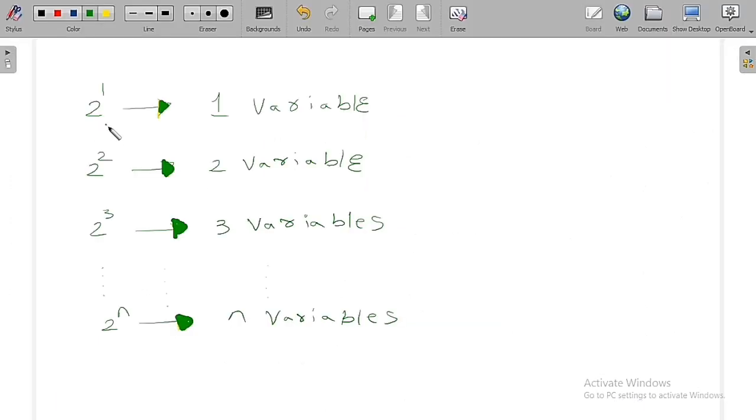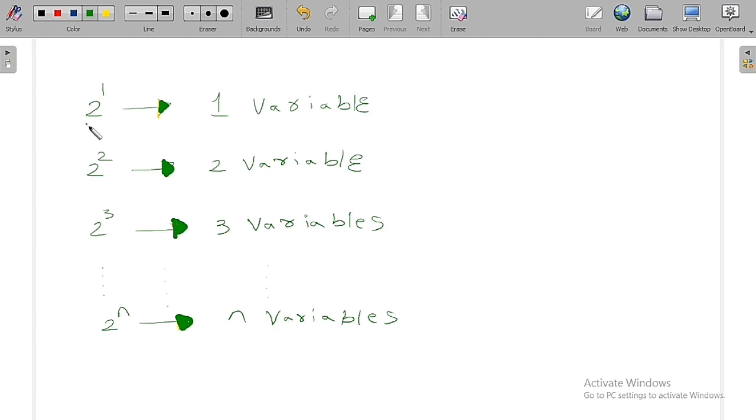Now let me tell you some important concepts regarding the Karnaugh map. Suppose 2 to the power of 1 means 2 cells. If I group 2 cells, I can lose one variable. So one variable can be lost from the expression. If you group 4 cells, which is 2 to the power of 2, then 2 variables can be lost. If I group 8 cells, which is 2 cubed, then I lose 3 variables. Similarly, in general, if I group 2 to the power of n cells, then I lose n variables. So n variables can be lost from the expression. This is a very important point that you always have to remember.